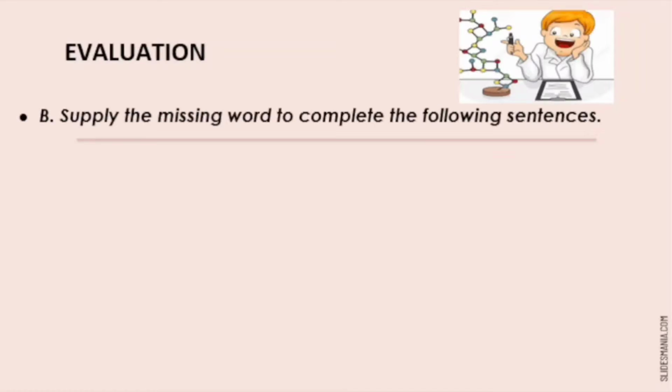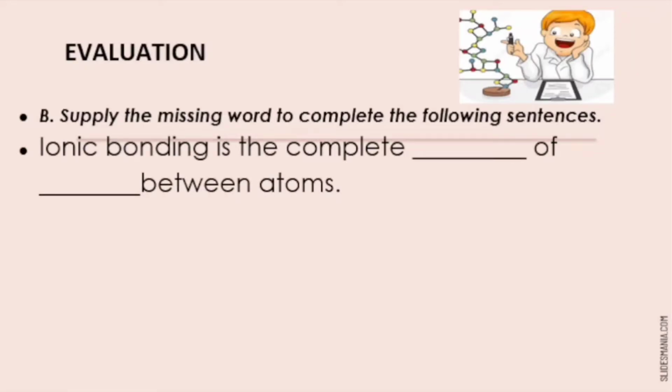Did you understand our lesson today? Let's have a short evaluation. Supply the missing word to complete the following sentences. And the answer is, ionic bonding is the complete transfer of electrons between atoms.